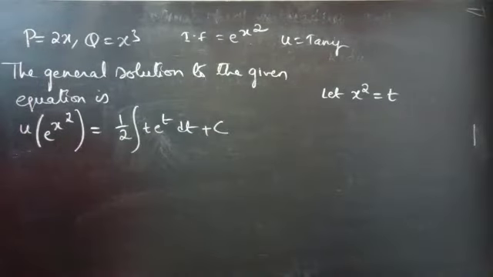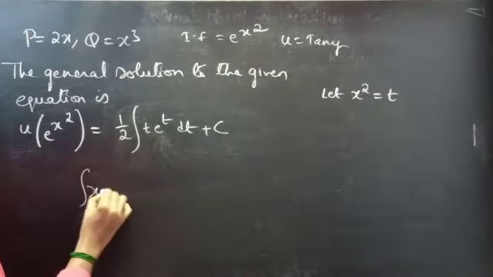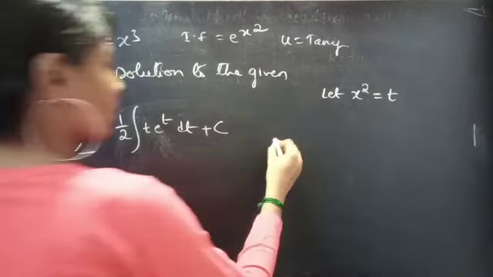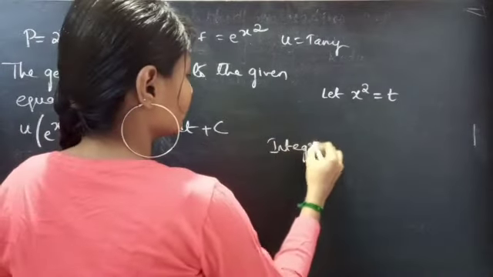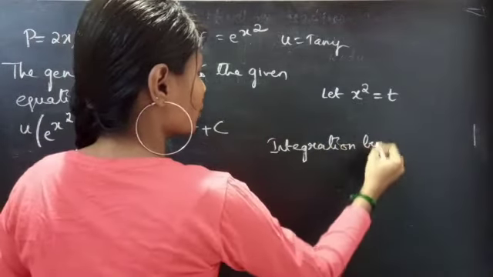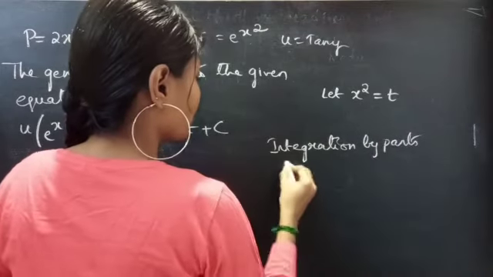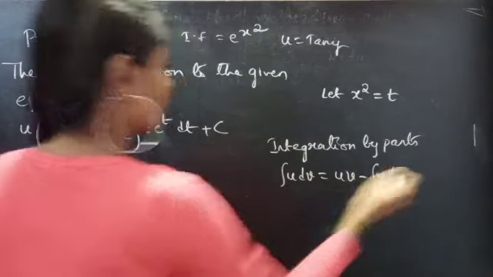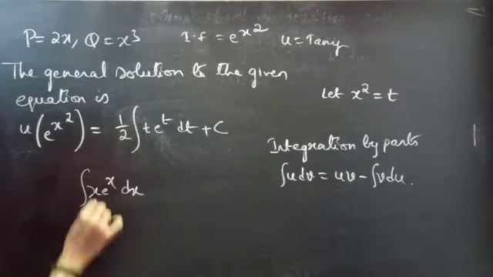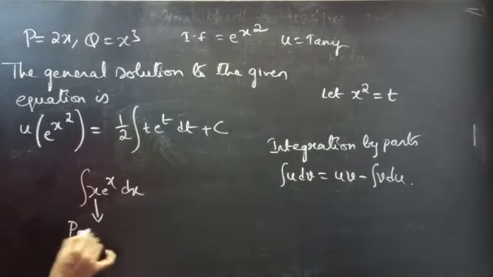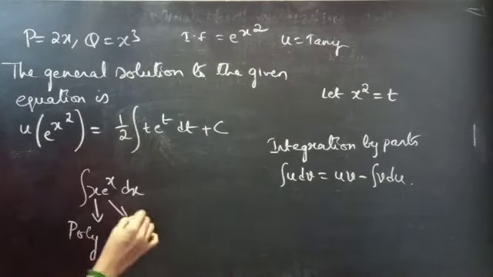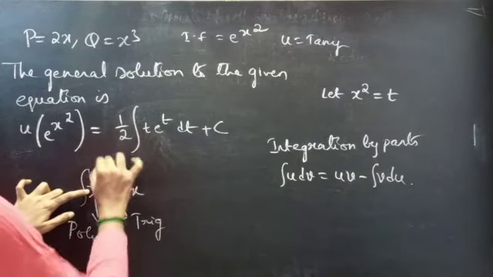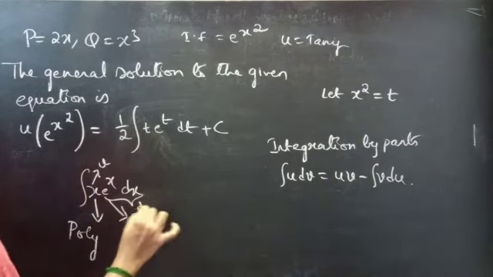So we know that integral x e power x into dx can be solved using integration by parts, right? Integration by parts formula: integral u dv equals uv minus integral v du, right? Since you are having an integrand of the form some polynomial function into another function, let's choose the polynomial function as u and the remaining part as dv.